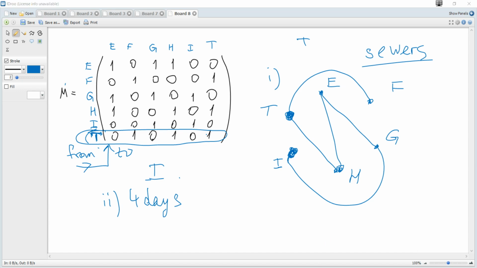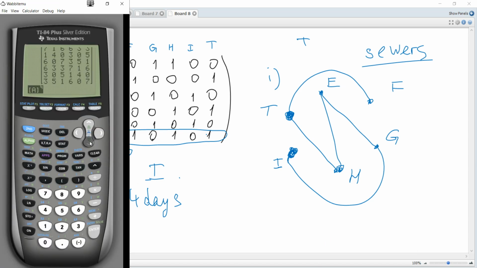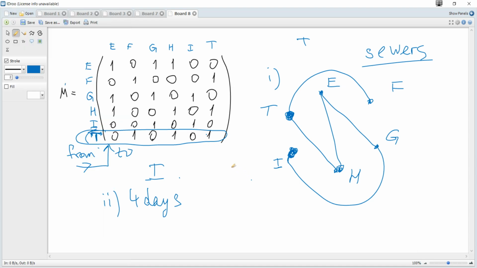If you consider M to the power of 4, that is after 4 days, and in the last row you can see no zeros and a 1 for I, so it means there is one way from T to I. Since the previous power had 0 for I, the last town to be polluted is I, and since the matrix is to the power of 4, it's after 4 days.